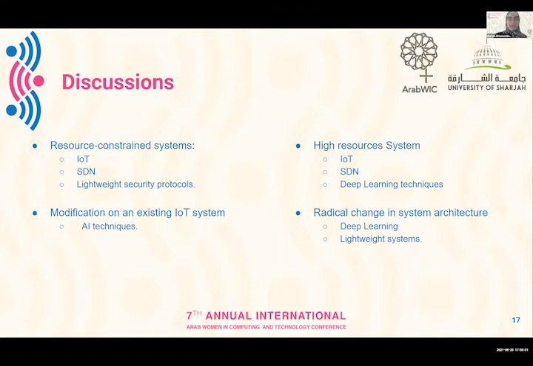From other points, if we need to depend on an existing IoT system and we need just a modification, we can use AI techniques like we see in the AI for Safe IoT. But if we will do a radical change in the system architecture, we can use deep learning if the system has high resources, and a lightweight system if the system is resource-constrained.